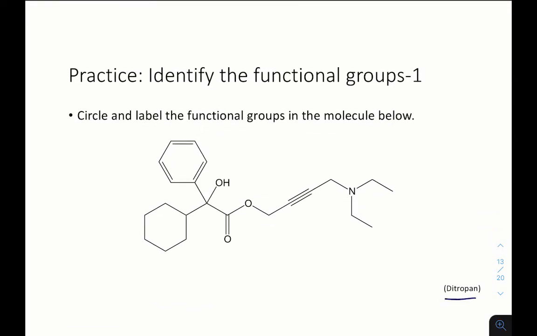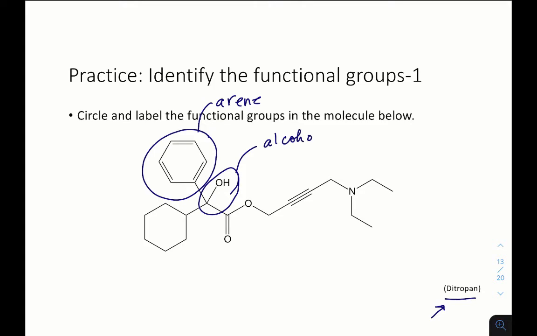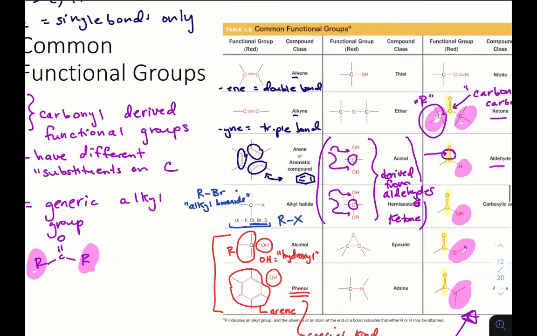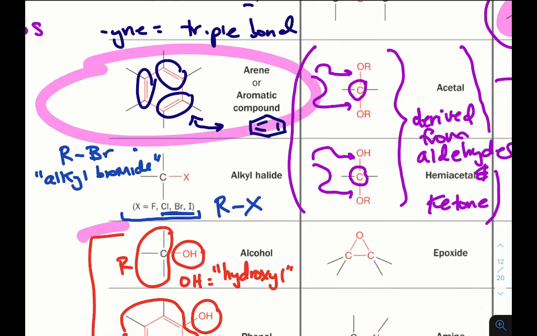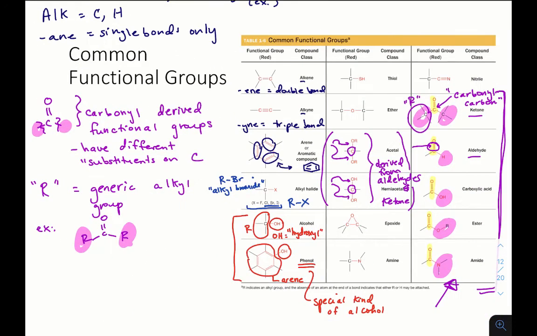This is an example of a pharmaceutical agent called Ditropan. I would like for you to circle and label the functional groups in this molecule. Pause and try yourself. We have an arene, or an aromatic ring. We have an alcohol, which is an alkyl group bonded to a hydroxyl. So let's take a look in the chart. Arene, alcohol. So we have seen examples of both of those functional groups in this molecule.